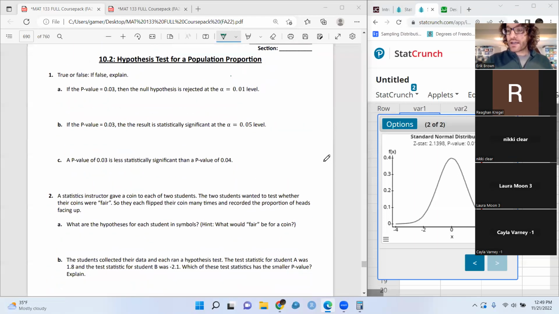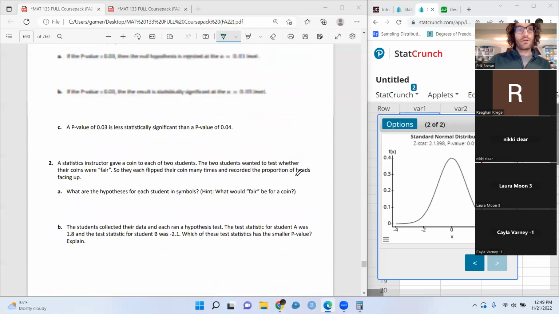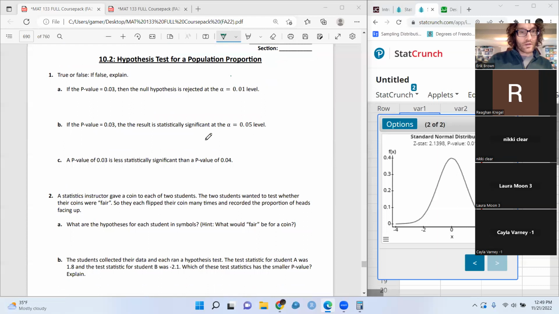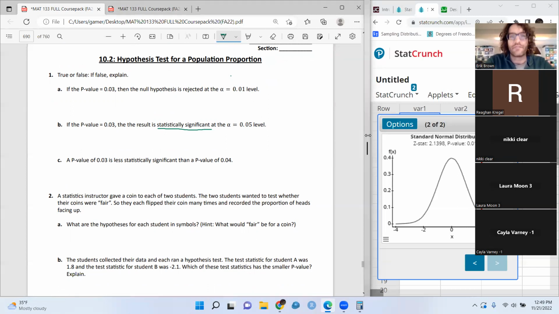Okay, so let's take a little time to talk about language still. Does everyone know what statistically significant means? That it's current, it's significant, it's present. I don't know. Good guessing. It's a very specific thing.